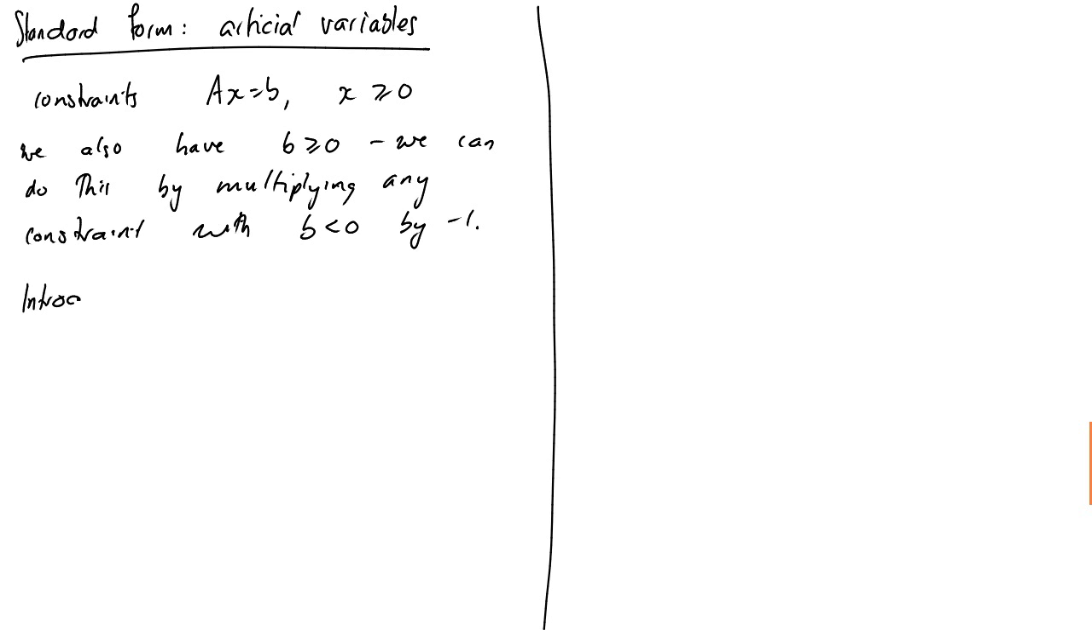So now we introduce what we call artificial variables, and they'll be x_{n+1} through to x_{n+m}. What are we going to do? Well, basically we're going to add on one extra variable to each of the constraints, and add 1 to the left hand side, sorry.